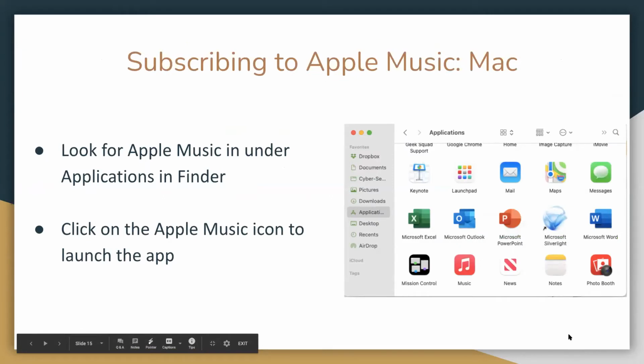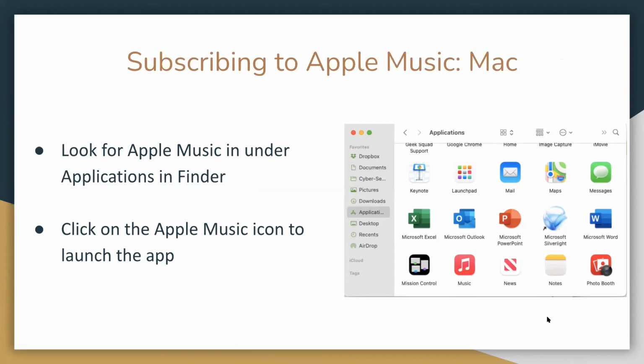Now I will be going over how to subscribe to Apple Music on a Mac. First, you need to look for Apple Music under Applications in the Finder. Then you can click on the Apple Music icon to launch the app. You may also find this music icon in the bottom bar, the toolbar of your computer or desktop.